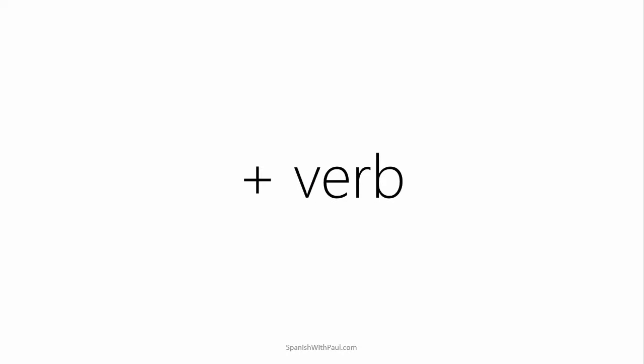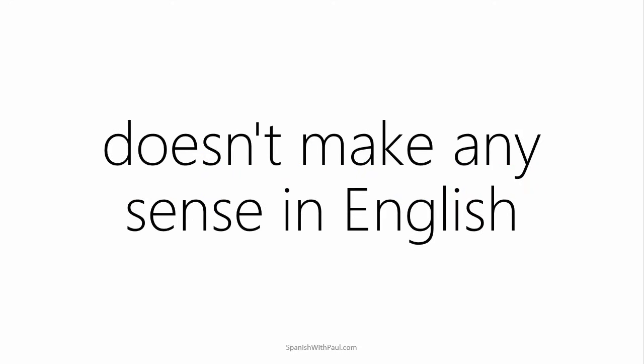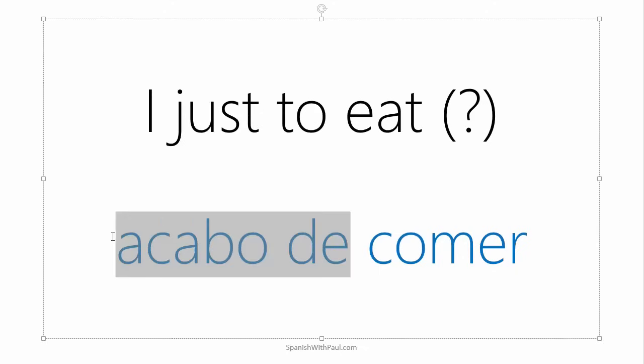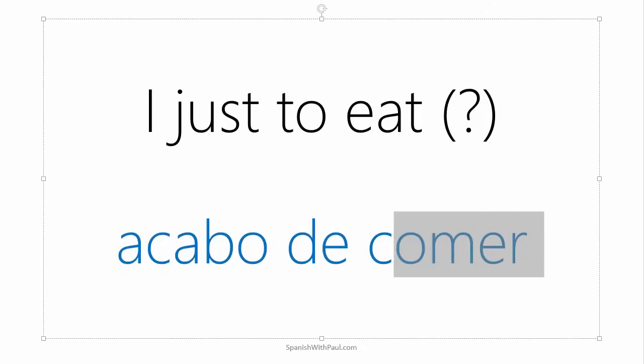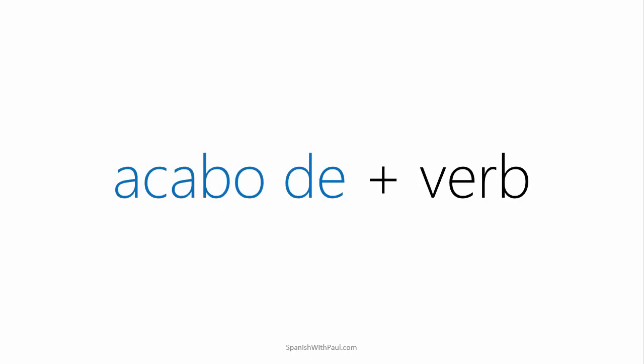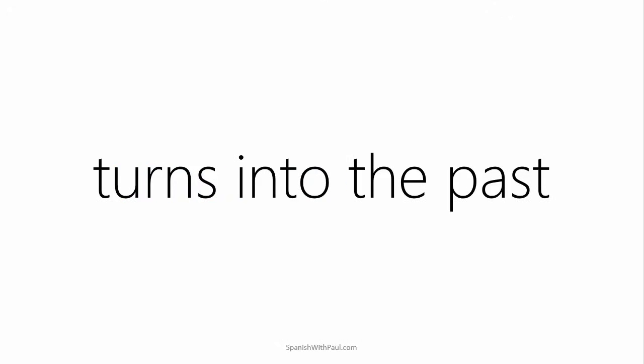Now what we do is follow that with a verb. For example, what's the verb to eat? Comer. So to express I just ate, you would take acabo de and follow it with the full verb comer. Acabo de comer. Now, on the surface, this doesn't make any sense in English in a literal translation because we're saying I just to eat, right? Here we have acabo de, I just, followed by the full verb to eat. But this is where the magic trick comes in, because when you use acabo de and you follow it with a verb, that verb always gets turned into the past.